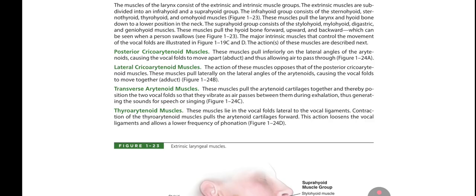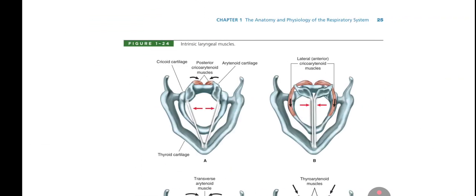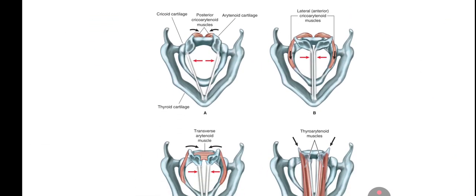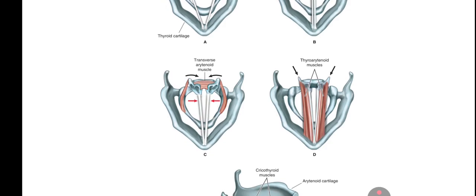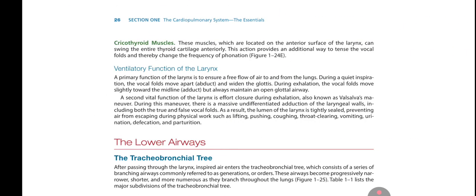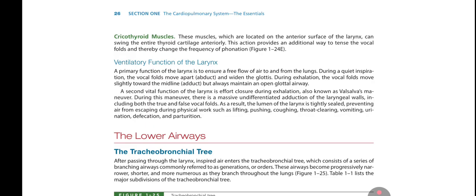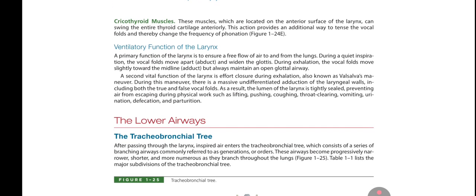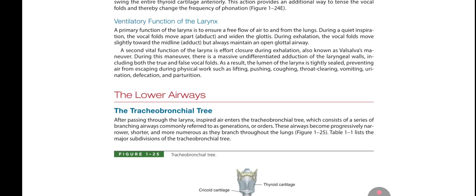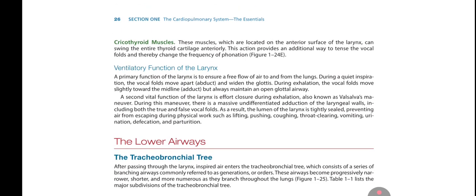Transverse arytenoid muscles are for singing and speech. Thyroarytenoid muscles are for contracting or loosening the vocal ligaments for phonation, like these. Okay. You also have cricothyroid muscles. Then the ventilatory function of the larynx.